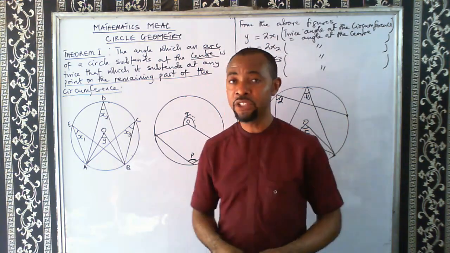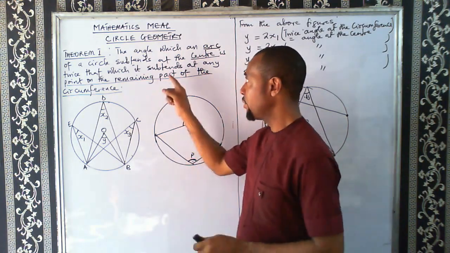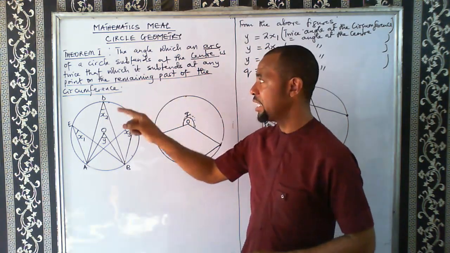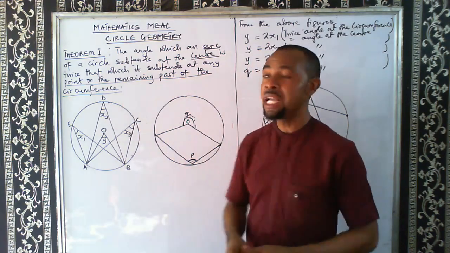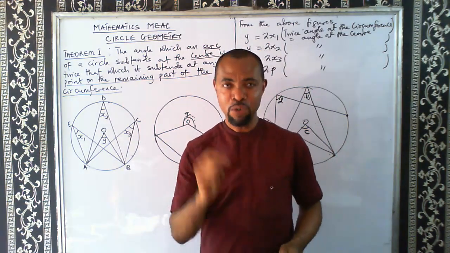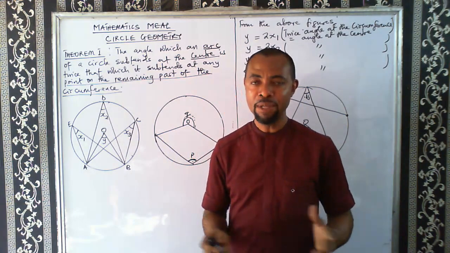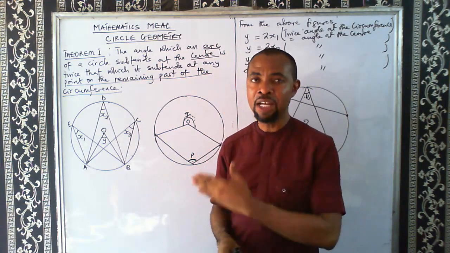In our next video on circle geometry, we're going to solve some problems on this particular theorem. That is, the angle which an arc of a circle subtends at the center is twice that which is subtended at any point on the remaining part of the circumference. We are going to solve problems on this. Make sure that you have taken your time to understand this particular theorem.